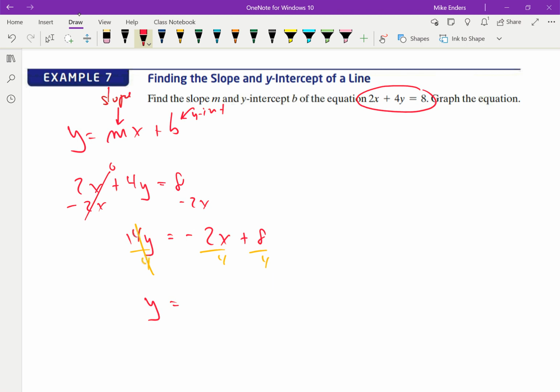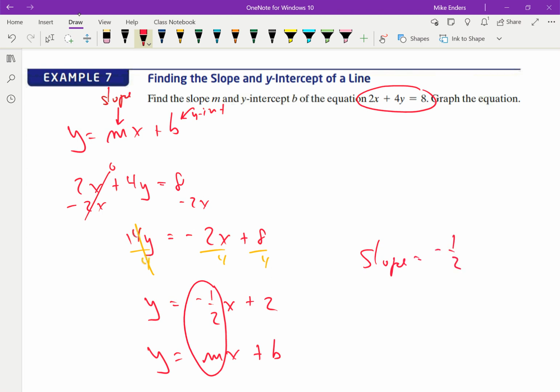Negative 2 over 4 is the same as negative 1/2, so that's negative 1/2 x. And 8 over 4 is 2. 8 over 4 means 8 divided by 4, so that's 2. So now we have the format that we're interested in. y equals mx plus b. Now we can match positions. So m, my slope, is going to be negative 1/2. My b value here, which is my y-intercept, is now going to end up being 2. Now that I have that, which was the first part of my question here, find the slope, did that, find the y-intercept, did that. Now we want to graph the equation.